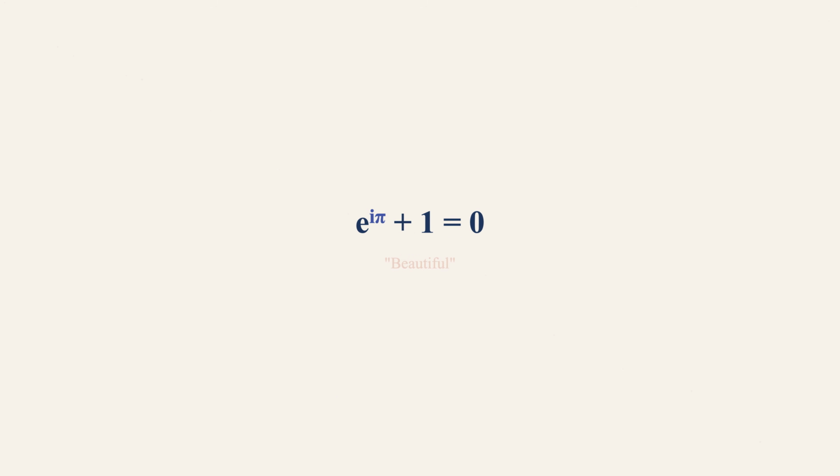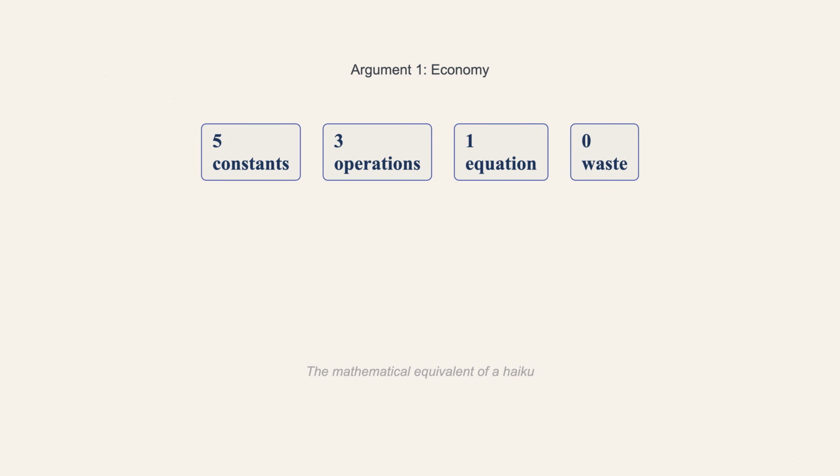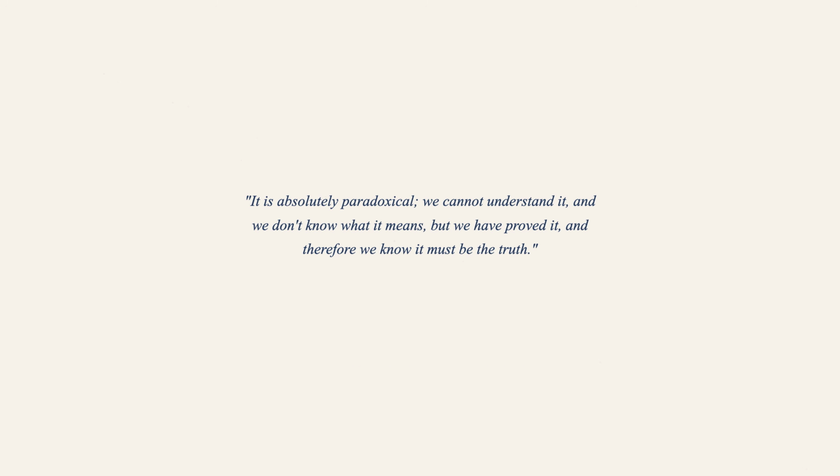Mathematicians don't just call this equation correct. They call it beautiful. Why? First argument, economy. 5 fundamental constants. 3 basic operations. Addition, multiplication, exponentiation. 1 equation. Nothing is wasted. Nothing is extra. It's the mathematical equivalent of a haiku. The mathematician Benjamin Peirce, after proving the identity in a lecture at Harvard in 1866, reportedly said, "It is absolutely paradoxical. We cannot understand it, and we don't know what it means, but we have proved it, and therefore we know it must be the truth."